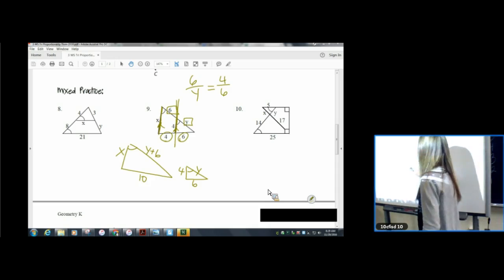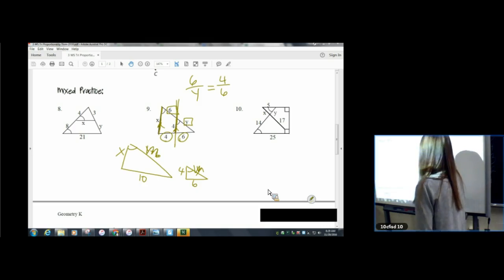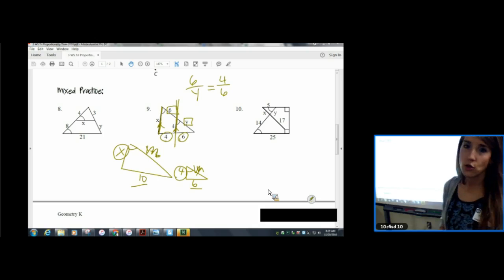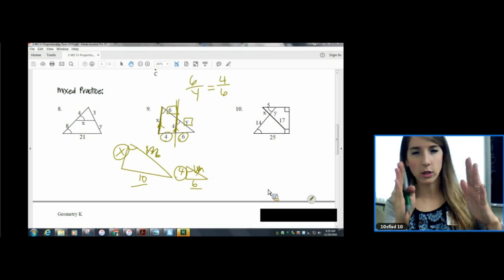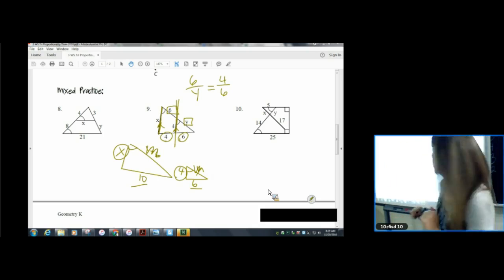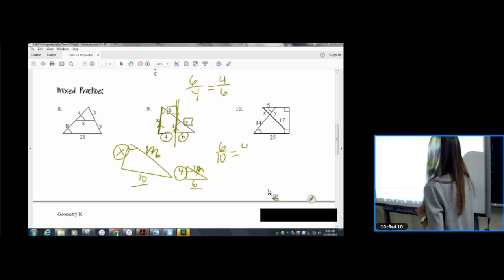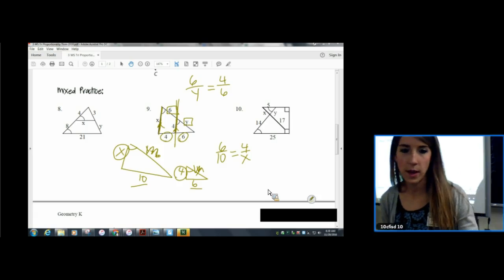So we already found y. We don't need that. So now I can do underline is to underline as circle is to circle. So you draw them separately unless you can just visualize yourself adding them together. So 6 is to 10 as 4 is to x and cross multiply.